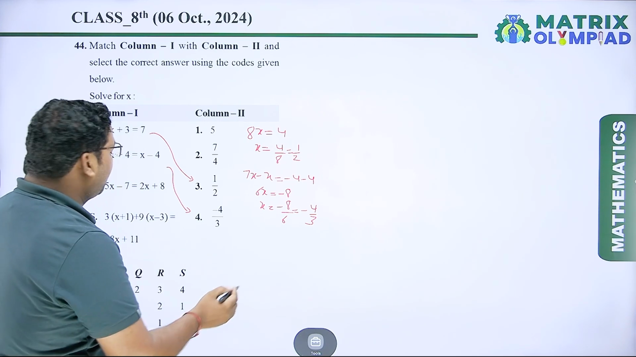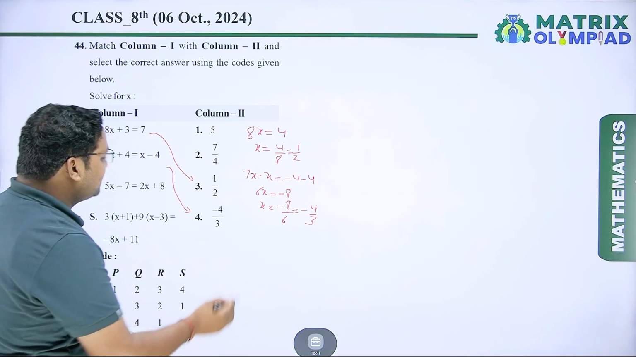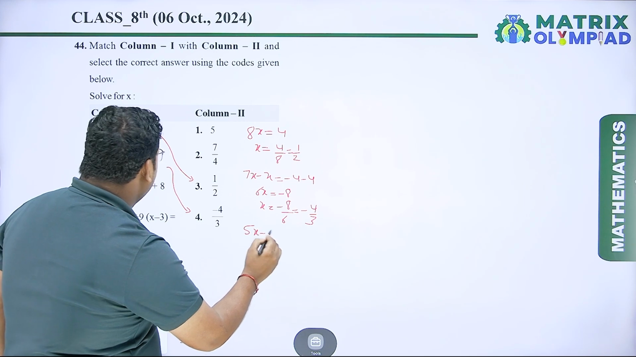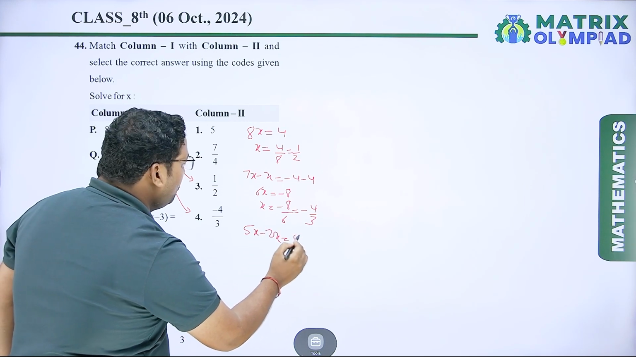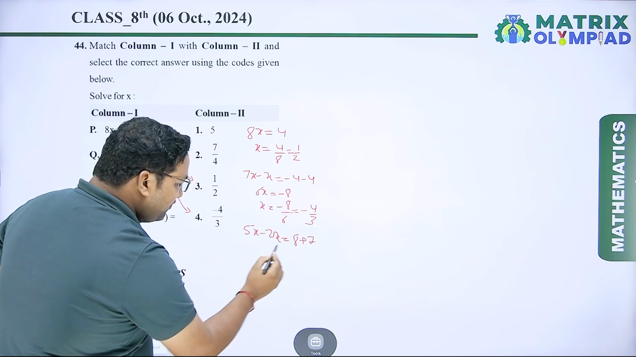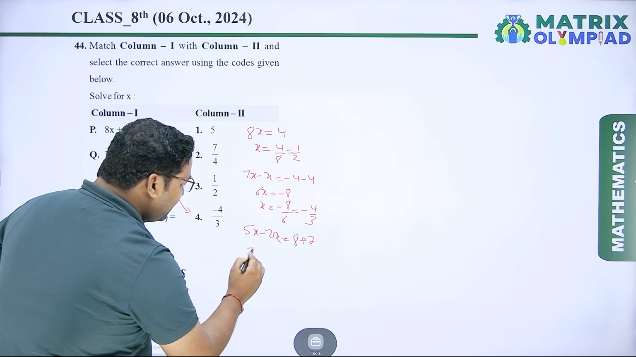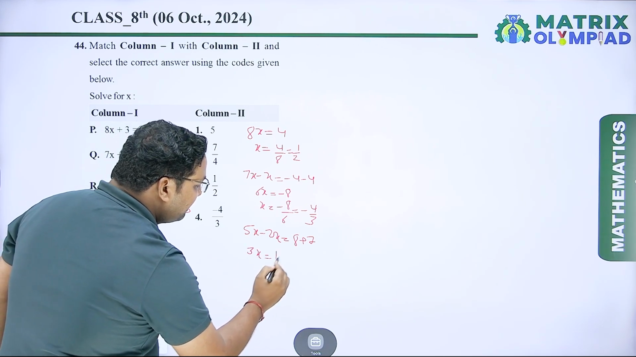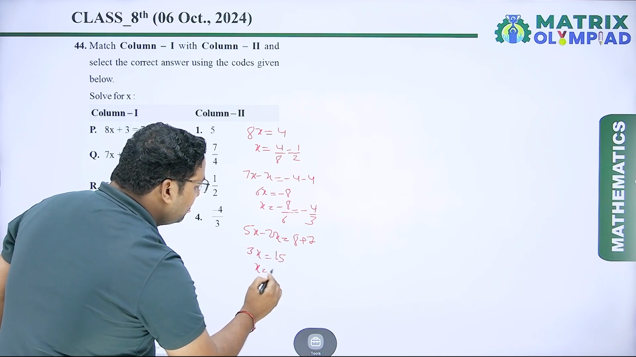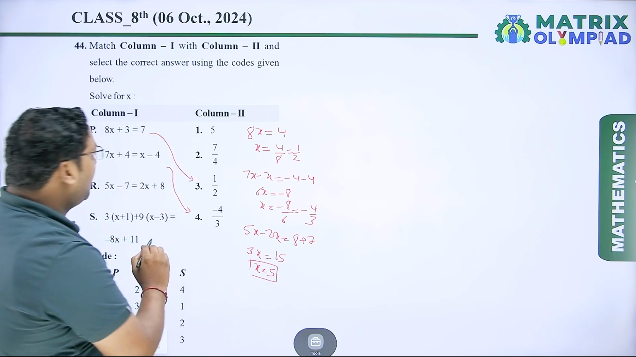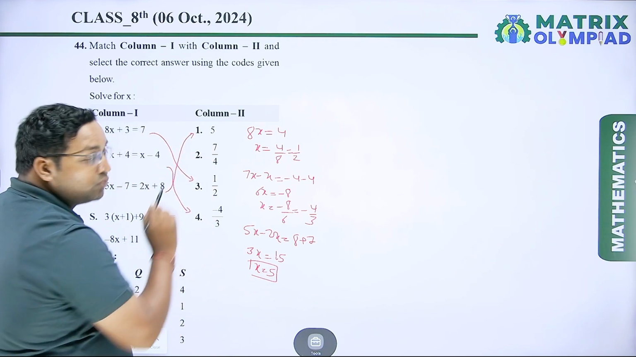Next is 5x minus 7 equal to 2x plus 8. So we will get 5x minus 2x equal to 8 plus 7. So 5x minus 2x is 3x, 8 plus 7 is 15. So x equal to 5. So for R, the correct is 1.